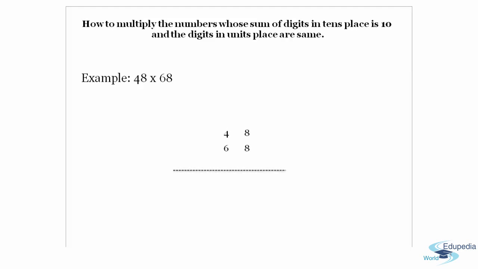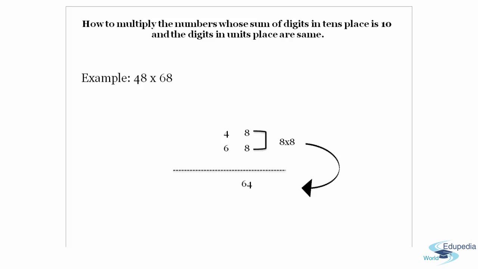After writing the numbers and a horizontal bar, you should follow the steps involved in applying the technique. The step number 1 is to multiply the numbers in the units place. Here in the units place we have 2 8s, and if you multiply these 2 8s, you will get 8 8s are 64. That 64 should be taken below the horizontal bar and written on the right side like this.